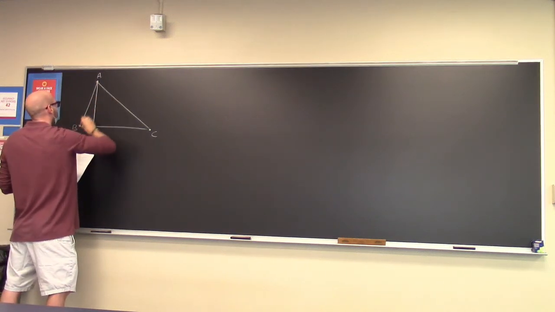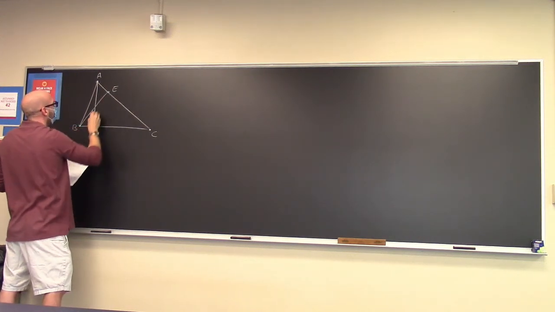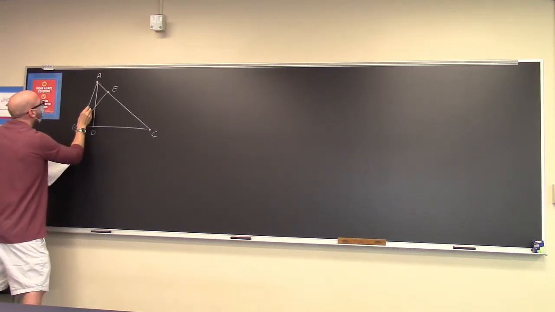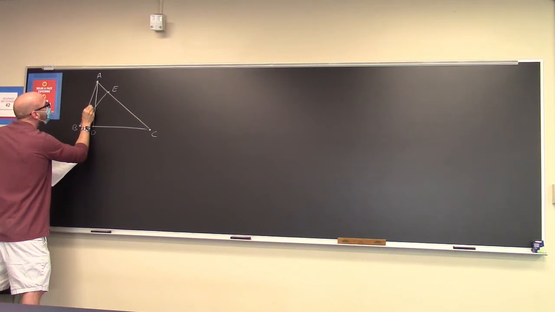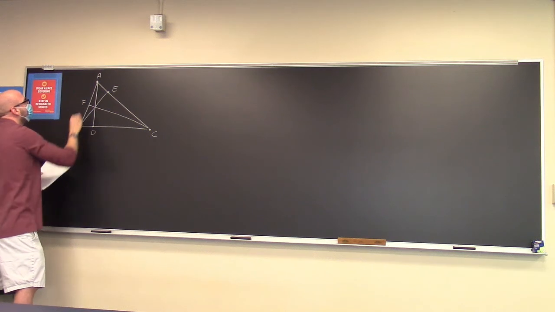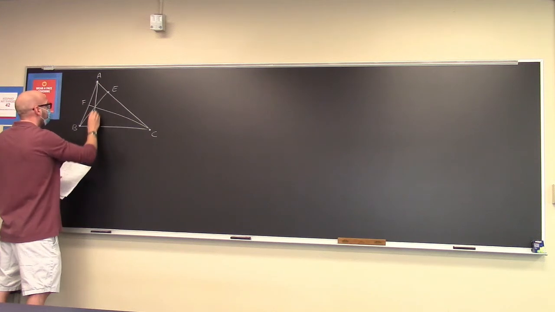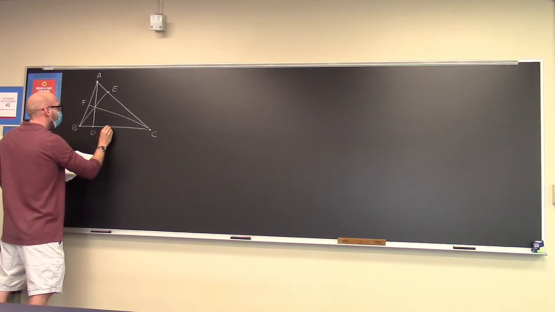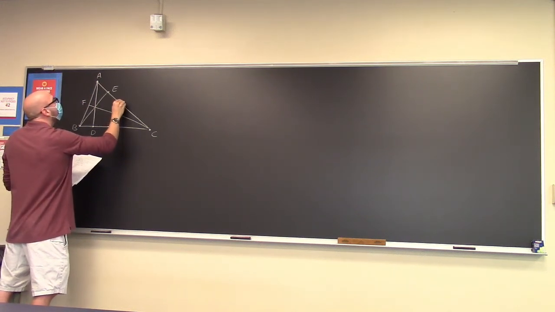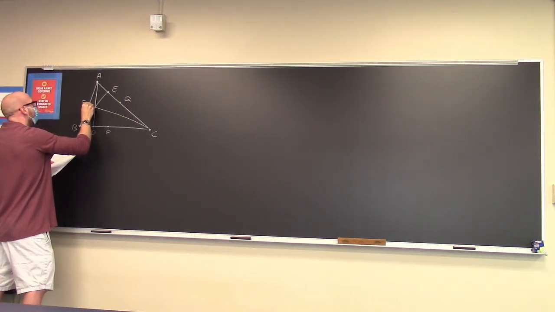D, E, and, oh boy, this is going to come very, very close to the median. That's okay. D, E, and F. Okay, we called the midpoints of each side P, Q, and R. P, Q, and I'll put it just below there.